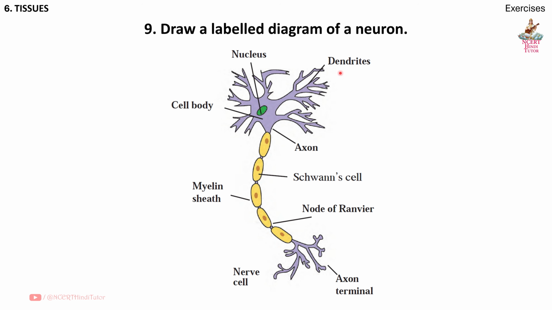Question 9. Draw a labeled diagram of a neuron. So friends, this is the labeled diagram of a neuron. You can draw it.